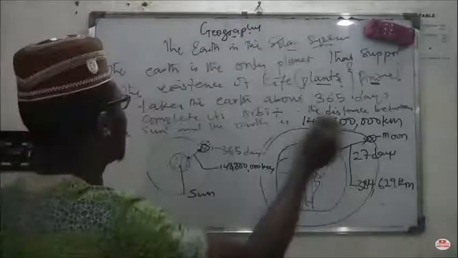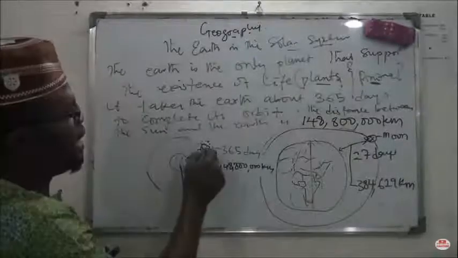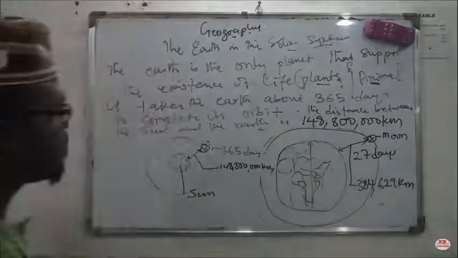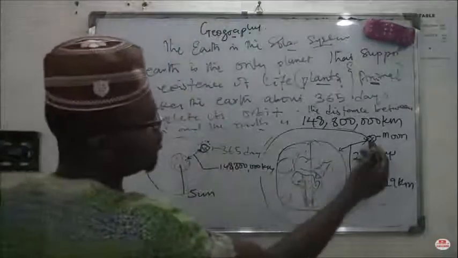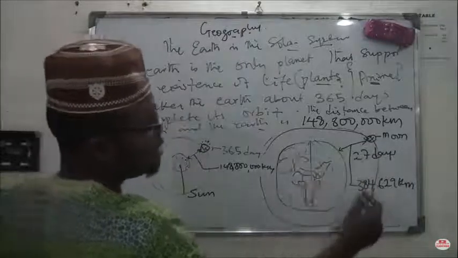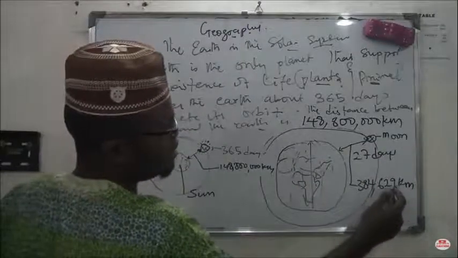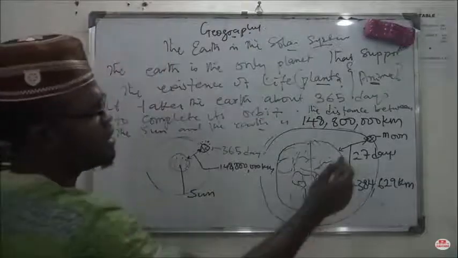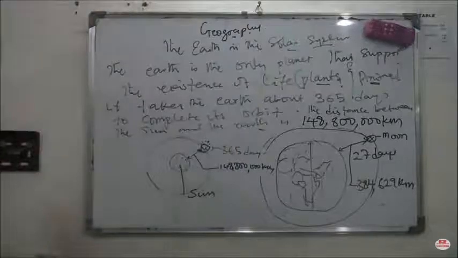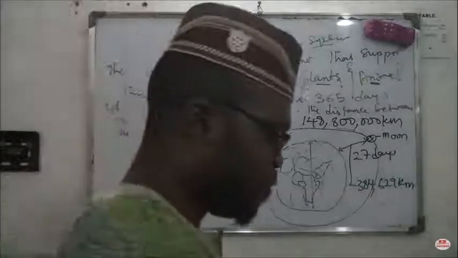The distance between the sun and the Earth is 148,800,000 kilometers. Whereas the distance between the moon and the Earth, which it is revolving around, is 384,692 kilometers. And it takes 27 days for the moon to revolve around the Earth. Very, very important.